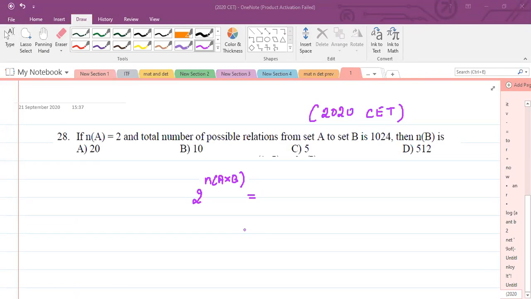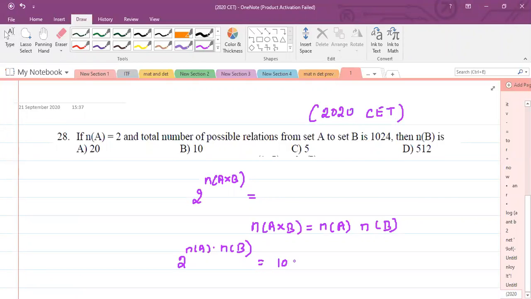So what is n of A cross B? For this one also we have a formula: n of A into n of B. So this is 2 raised to n of A into n of B, which is equal to 1024. So 1024 can be rewritten as 2 raised to 10: 2, 4, 8, 16, 32, 64, 128, 256, 512, 1024.